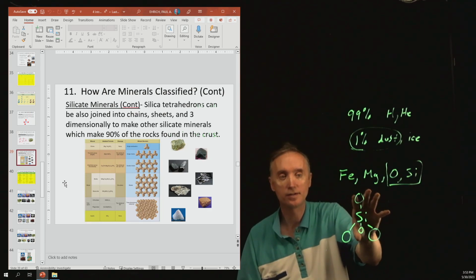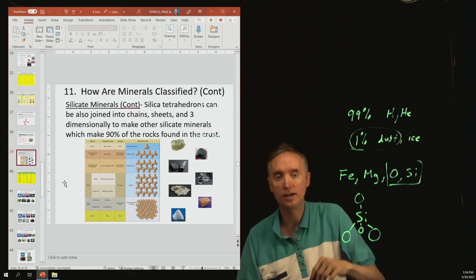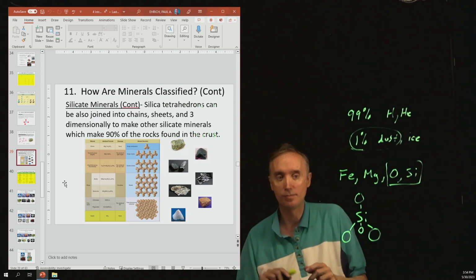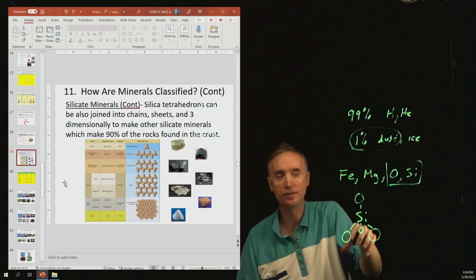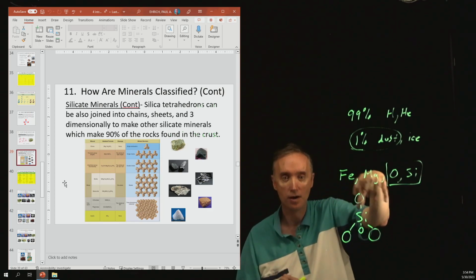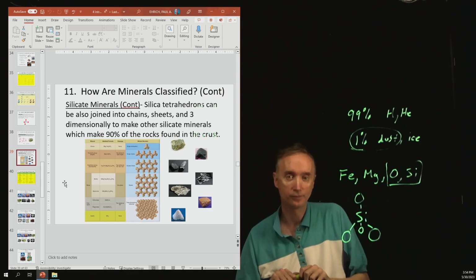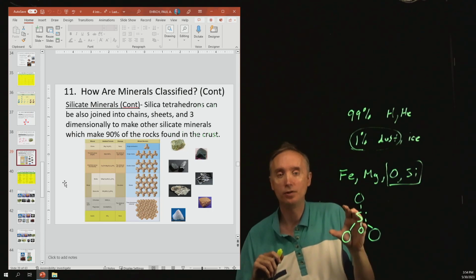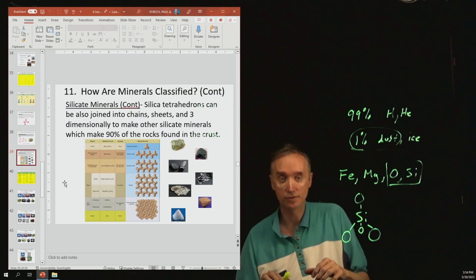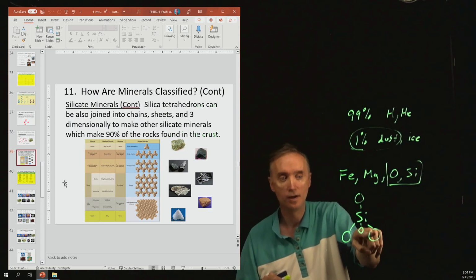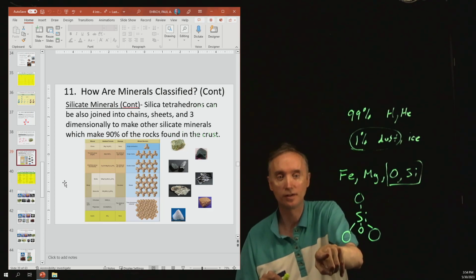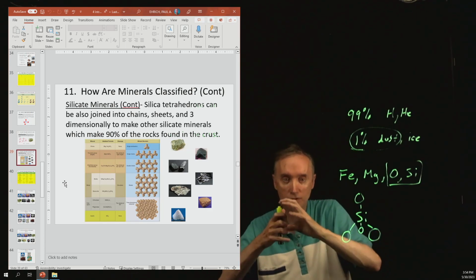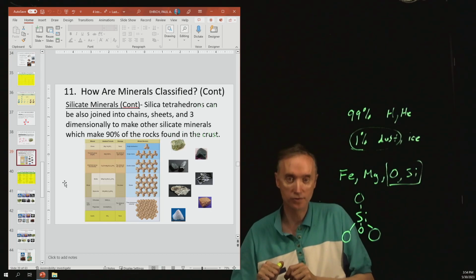Sometimes the silica tetrahedrons can be hooked together and make a sheet. That's mica. So I would like for you to know that. Mica is that flat mineral, and the reason why it's flat is because these silica tetrahedrons are hooked together like a piece of paper. And then sometimes they can be hooked together in 3 dimensions, meaning that every one of these oxygens is going to be hooked onto a different silica tetrahedron, and they're all hooked together, and so that's going to be quartz, for example.